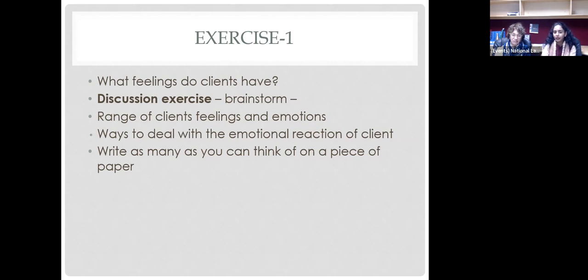So write down on your paper, and we give you 1 minute's time. You need to write down what kind of feelings you can expect a client to express while narrating his or her story, and how you will respond to those reactions to deal with them in such a way that it doesn't come in the way of getting a smooth flow of information. Your time starts now. I'm keeping time.